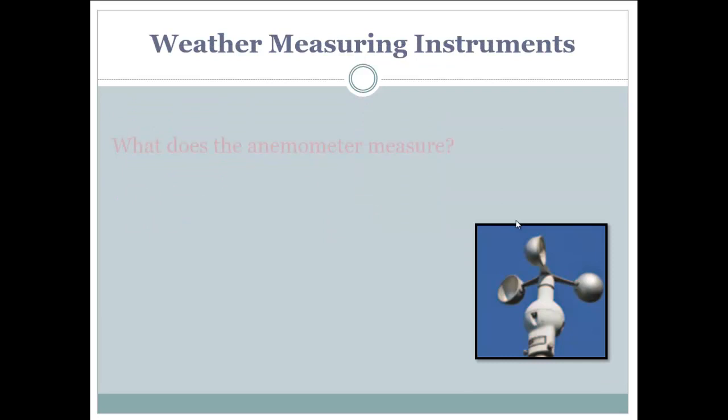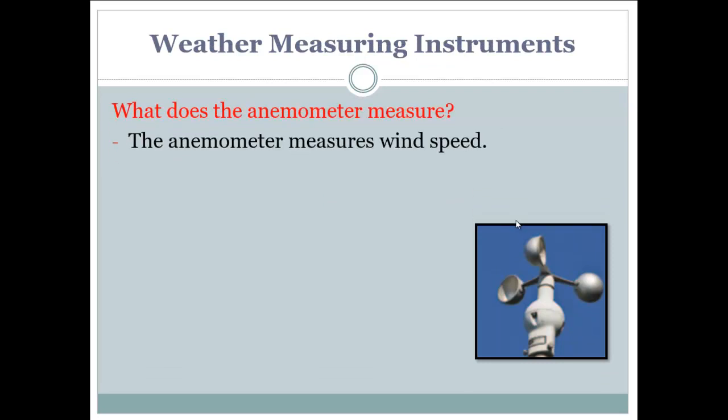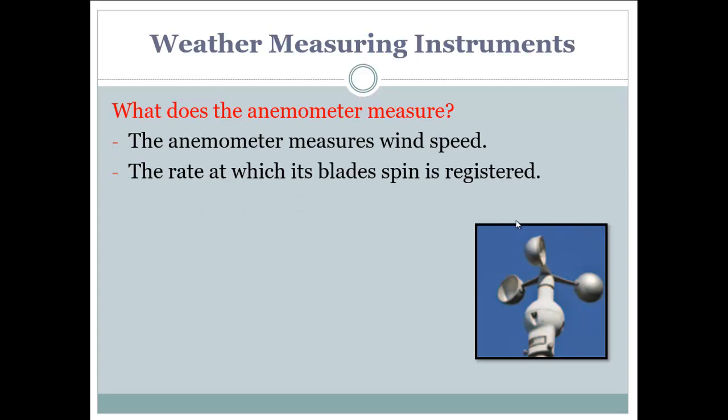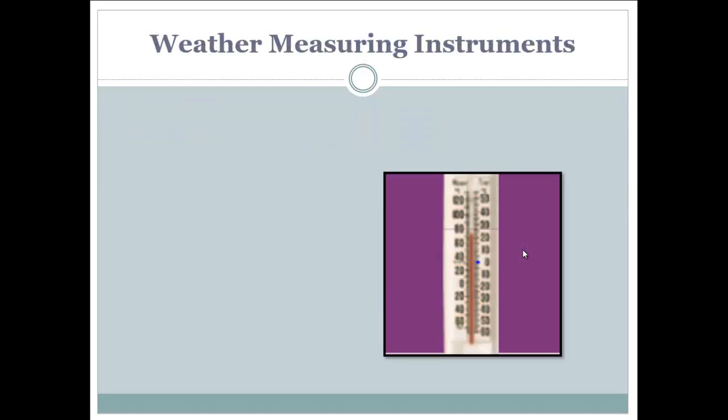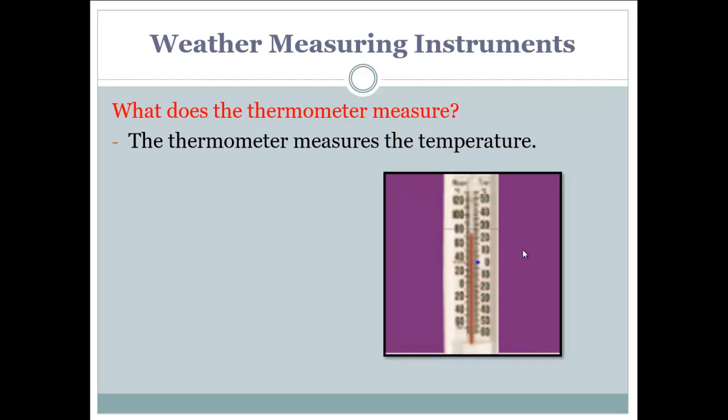The third instrument is the anemometer. What does it measure? It measures the speed of the wind. The rate at which its blades spin is registered. That's how it measures the speed of the wind. The last instrument is the thermometer. What does it measure? Of course, it measures the temperature.